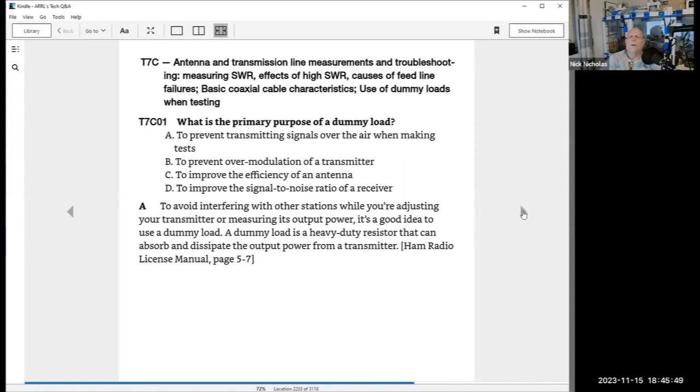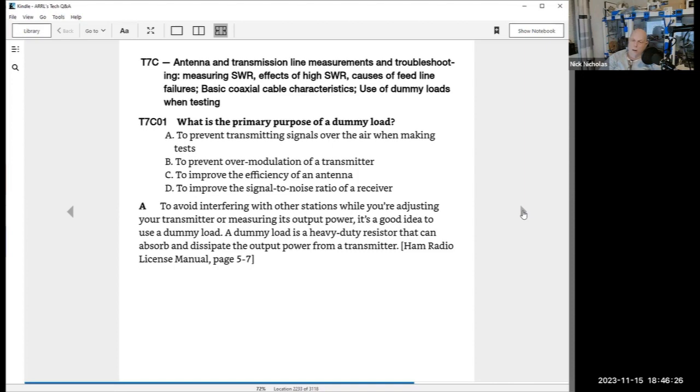What is the primary purpose of a dummy load? Well, that's obvious. It's the device to plug any one of your children into. No, that's of course not obvious. A dummy load is a 50 ohm, for the most part, for most RF transmitters ham radio operators use. It's a 50 ohm non-inductive resistor rated for a high enough wattage to be able to handle the entire power of the transmitter.